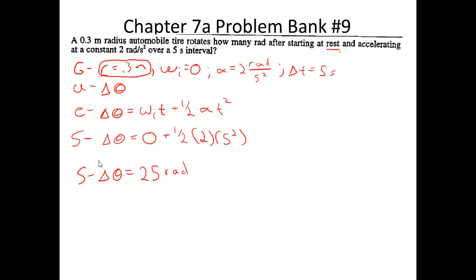If you take a look at the units real quick, here we have radians per second squared. Here we have seconds, but we're squaring it, so that's also going to be seconds squared. That's going to cancel out, leaving us with radians.